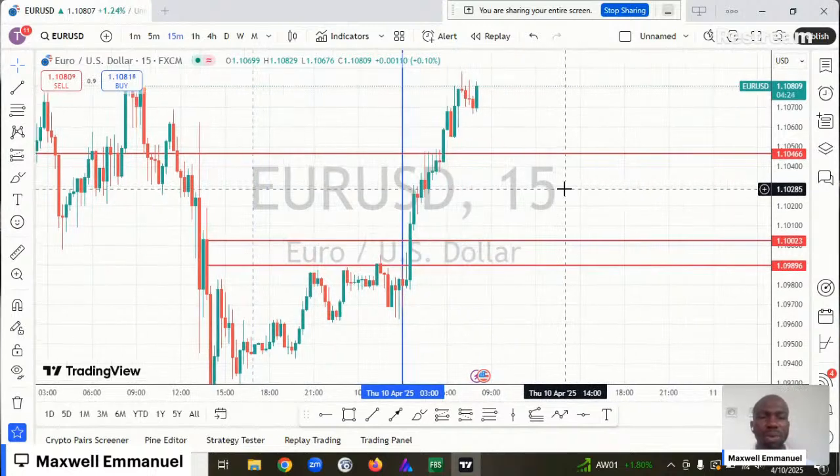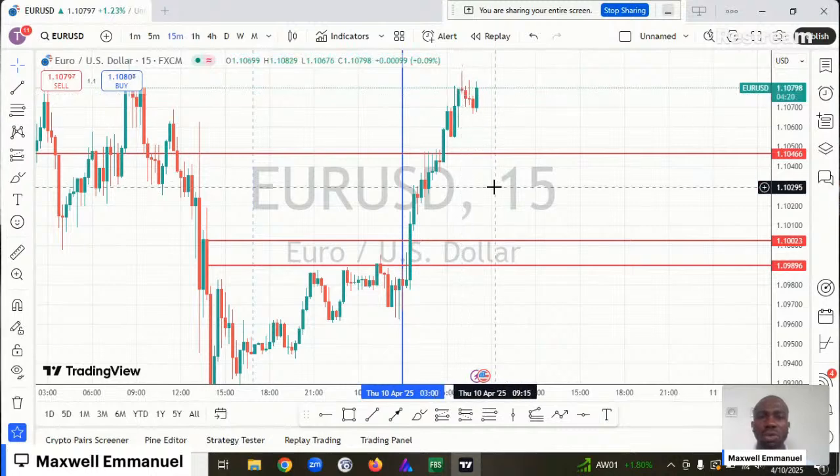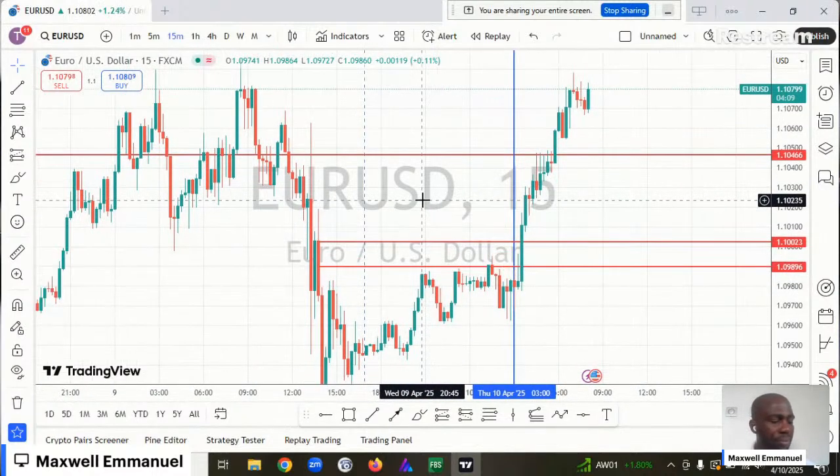But if the data comes out positive for CPI, then we could expect sales on Euro USD. We could expect sales on Euro USD if the data comes out positive for the dollar. I hope that is clear.